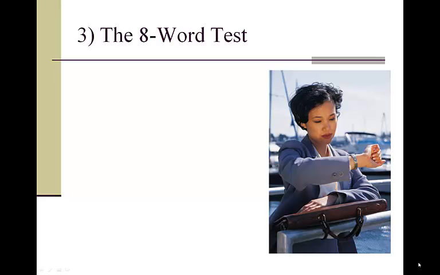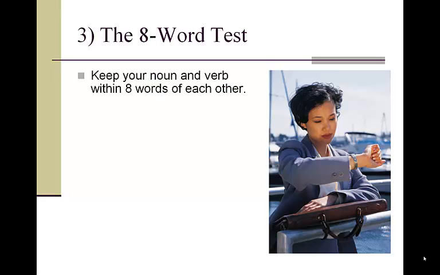Well, tip number 3 is to perform the 8-word test, and that's where we should keep our noun and our verb within 8 words of each other. The closer, the better. Don't make your reader work too hard to keep track of who is doing what.